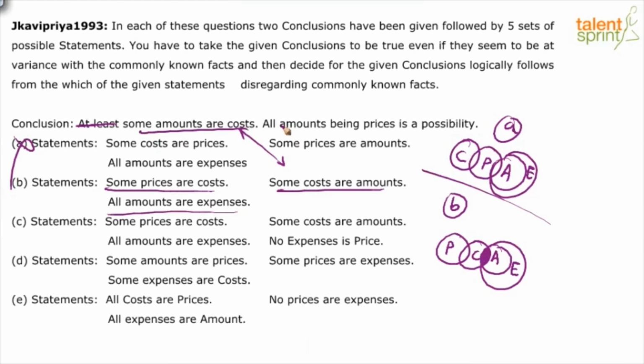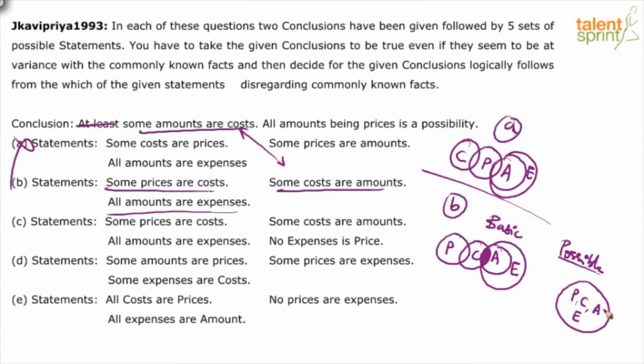Like here in this case, this is the basic diagram for B. Let me draw a possible diagram for B now. What do we want? We want all amounts to be prices. Here all the amounts are not prices, but how can we do that? Let me draw a possible diagram. How can you draw a positive diagram? Since all the statements are positive, I can draw just one circle and say everything is the same circle: prices, costs, amounts, expenses.